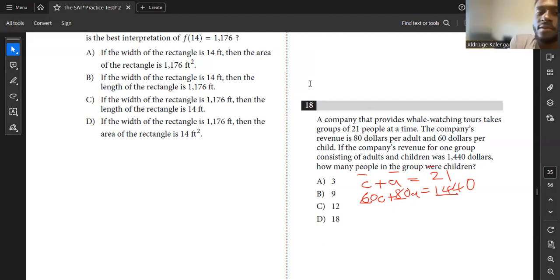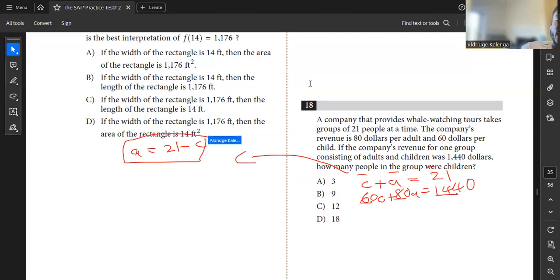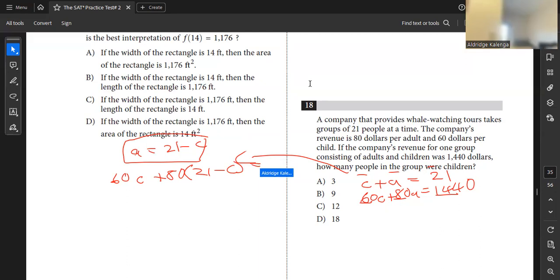Okay, so using this simultaneous equation, just real quick, we're watching the 21 people at a time, right? So we're trying to find children. Since we're trying to find children, you agree that A is the same as 21 minus C, right? So I'm going to substitute that on the next one: 60C plus 80 times (21 minus C). The reason I'm doing this is because I just want to stay with C's, so that when I find my answer, I remain with C, which is for children.